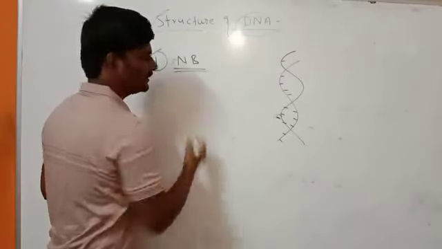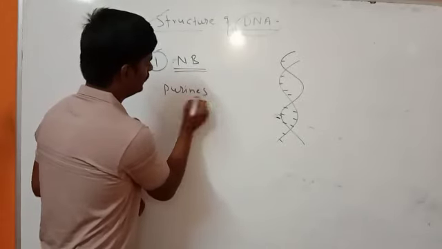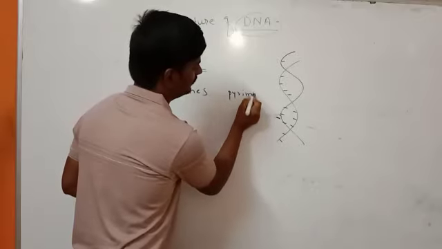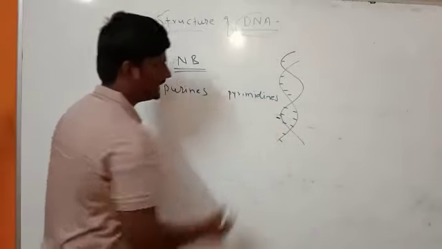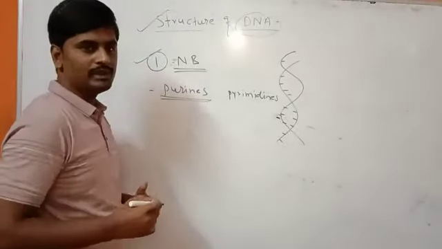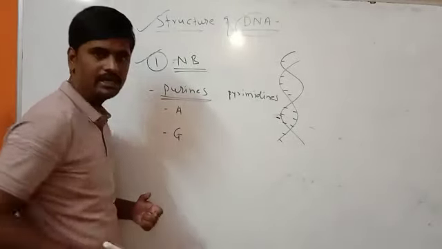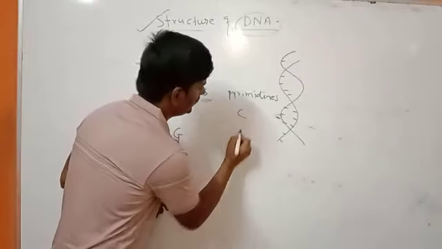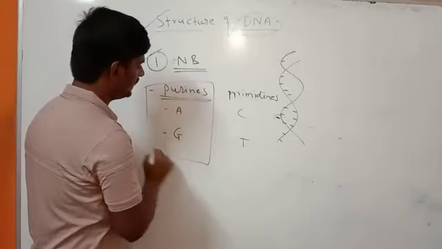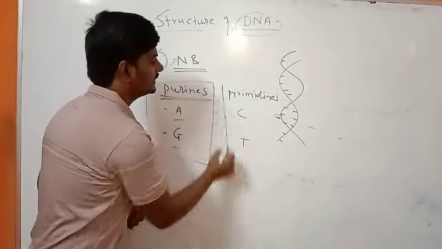Out of these, two are purines, while two are pyrimidines. Look at this, it is very interesting. Which are the purines? Adenine and guanine. Cytosine and thymine are the pyrimidines. So purines are adenine and guanine, and pyrimidines are cytosine and thymine.